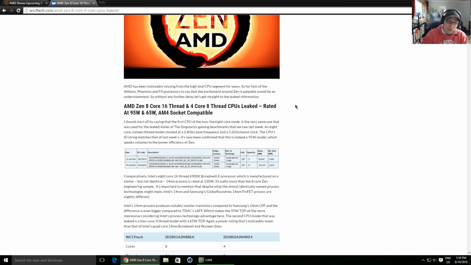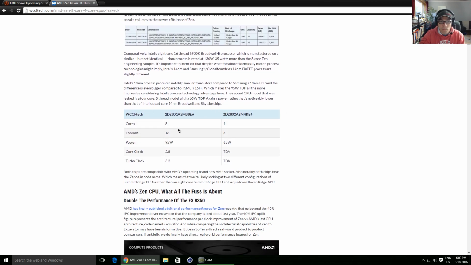The benchmark from Ashes of the Singularity was very impressive considering the low base clock of the unit, and it was only boost clocking at 3.2 gigahertz. And now we've got this, which again seems to indicate that AMD Zen is real, it's here, it's coming. So here are the two chips: 8 cores, 16 threads, and the variant in the Ashes of the Singularity benchmark was a 4-core, 8-thread variant.